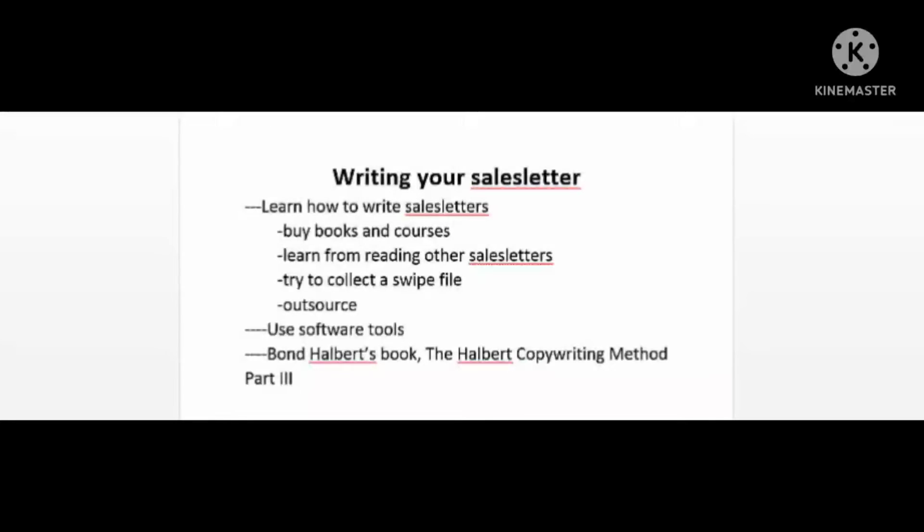And for that, I recommend you buy this book on Amazon. It's a book by Bon Halbert, and the title of the book is The Halbert Copywriting Method Part 3. And Bon Halbert is the son of the great copywriting master Gary Halbert. The Halbert Copywriting Method Part 3 teaches you how to edit a rough draft of a sales letter.